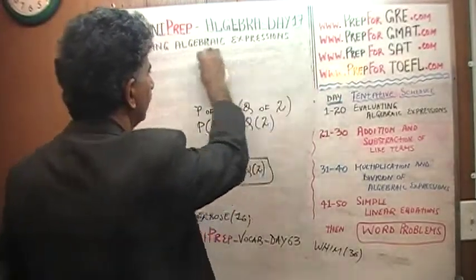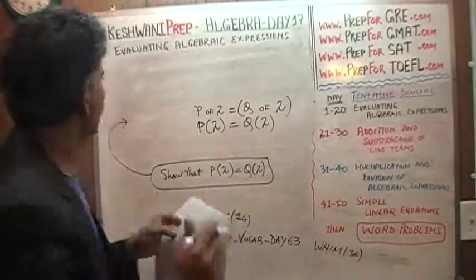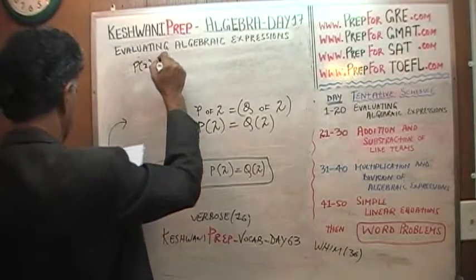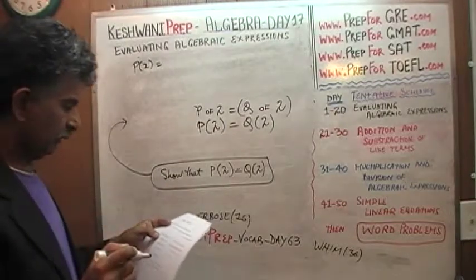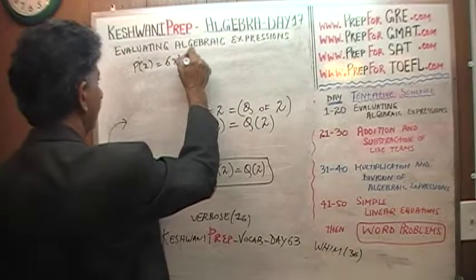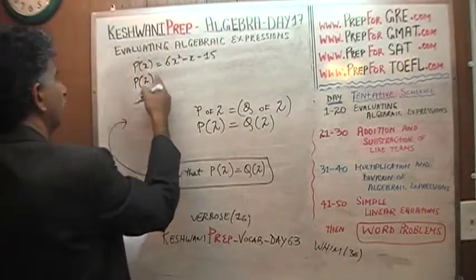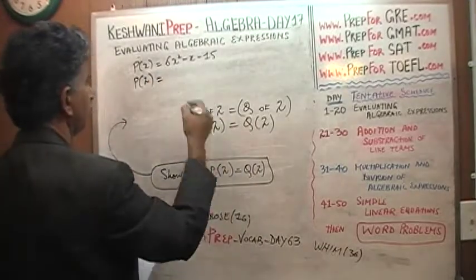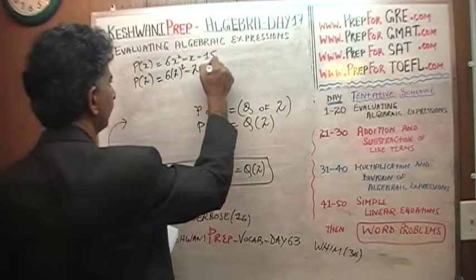The expression that was given to us was P of x equals, I don't remember writing 6x squared, but this is what I have here, minus 15. So when x equals 2, we have to go through this expression and replace it with 2. Wherever we see x, replace it with 2. 2 squared minus 2 minus 15.